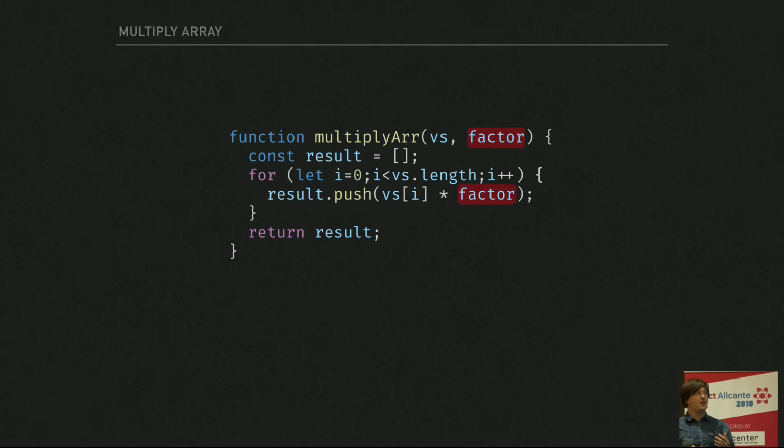So we can combine them into one function that simply takes a second parameter for the amount we want to multiply by, the factor we want to multiply by. So in that way, parameters to functions allow us to reuse our code more easily.